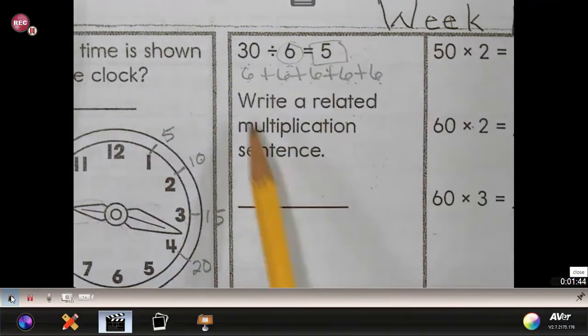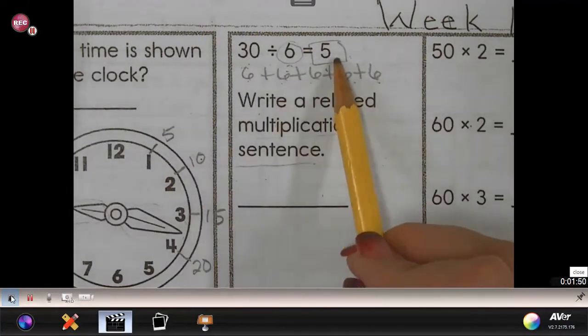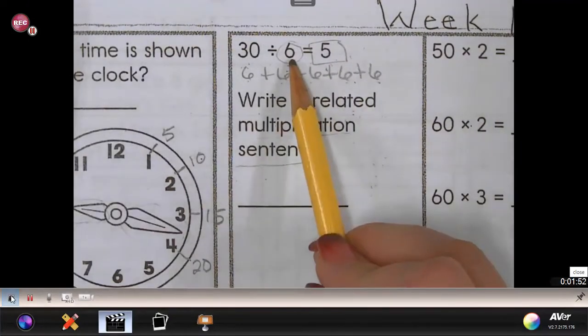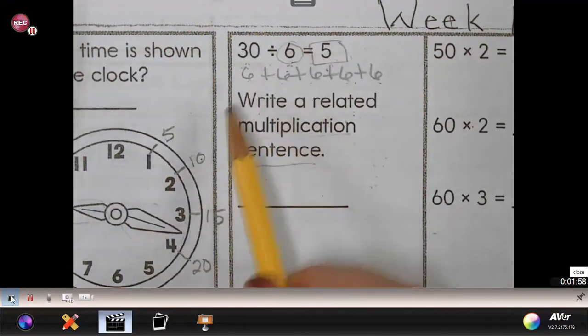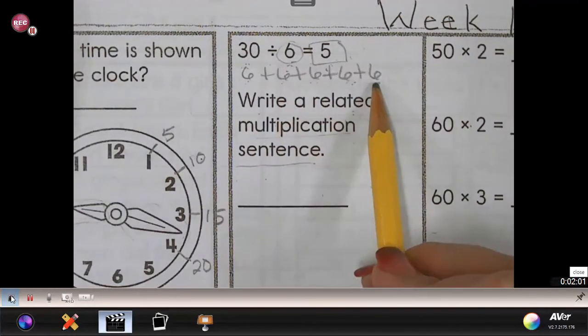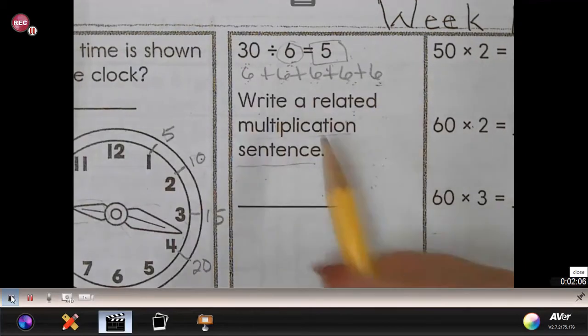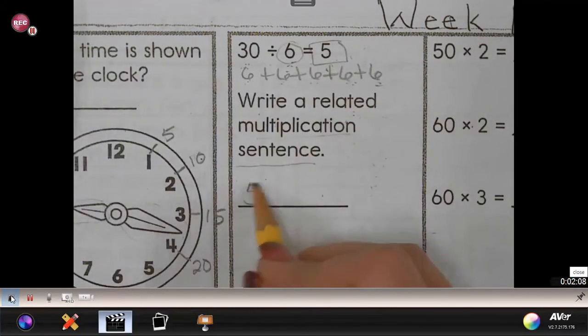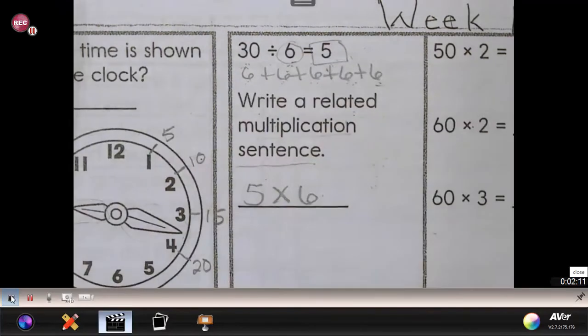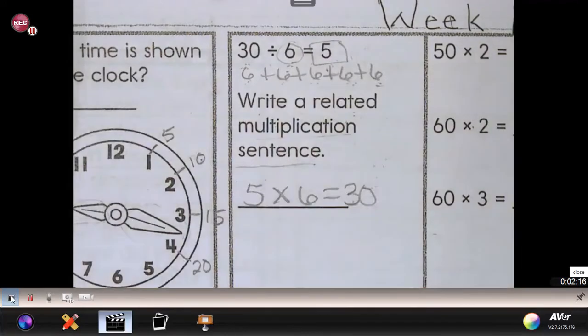Now, it's asking us to write a related multiplication sentence. So remember, we know that our groups and our number in each group is going to give us back our total. So this is an example of, okay, we can use this repeated addition sentence to help us find a multiplication sentence. So if I have 5 groups of 6, 5 groups of 6 is going to be 30, and that is my multiplication sentence.